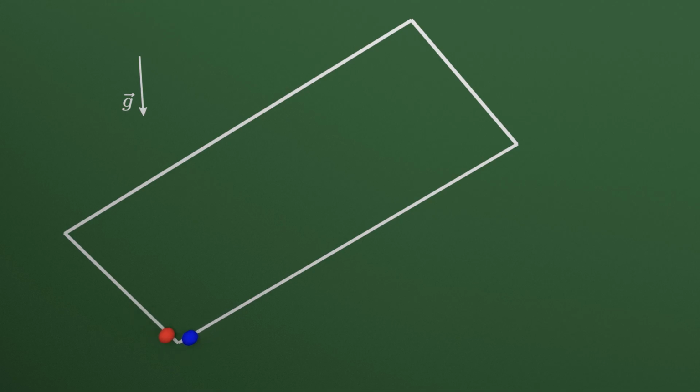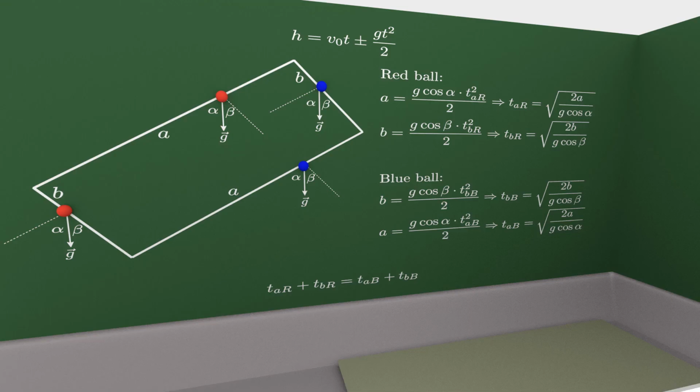But let's prove it. The red particle first crosses the length A and then the length B. The blue particle first crosses the length B and then the length A. The question is whether they cross the total length A plus B at the same time. Let's analyze the lengths, actually times, one by one.